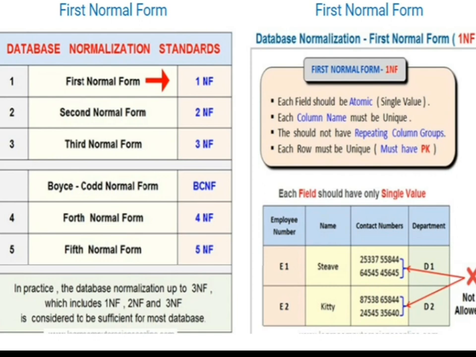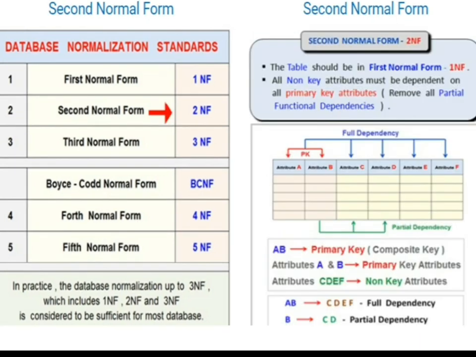What are the four rules? Again, we will repeat. Number one, each field must be atomic. Number two, each column name should be unique. Number three, it should not have a repeating column group. And number four, each row must be unique. If any table satisfies these properties, we say that the particular table is in 1NF. Now next is second normal form.